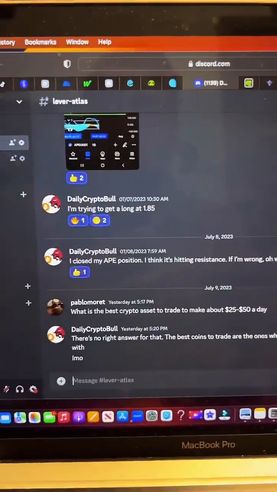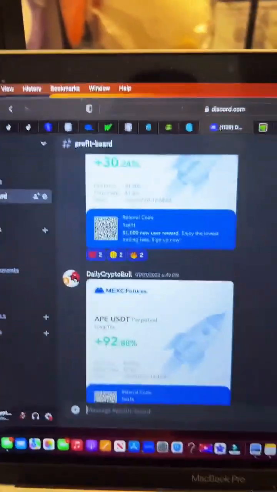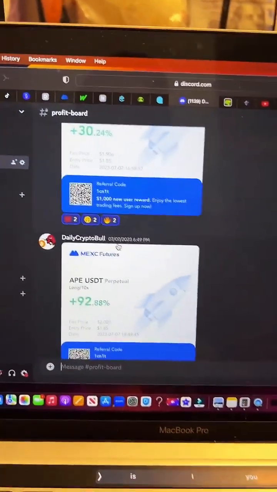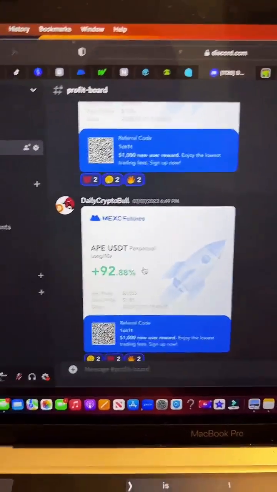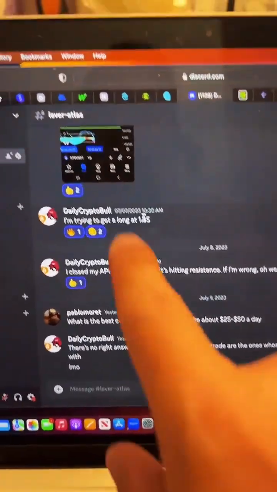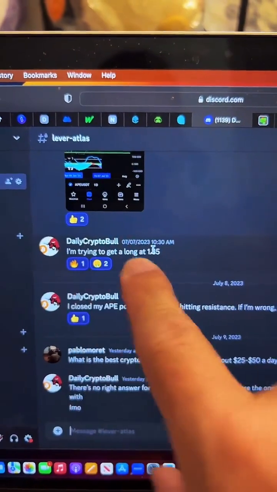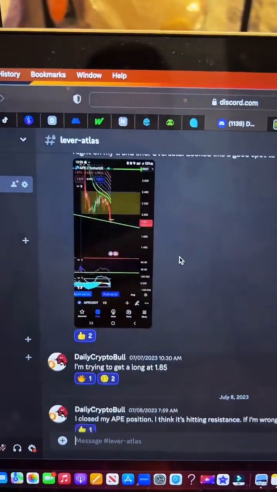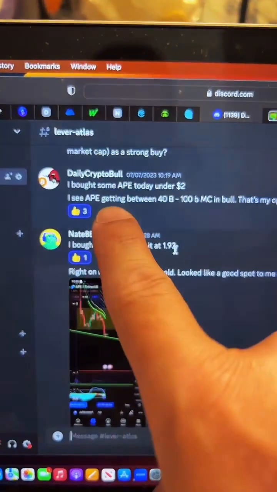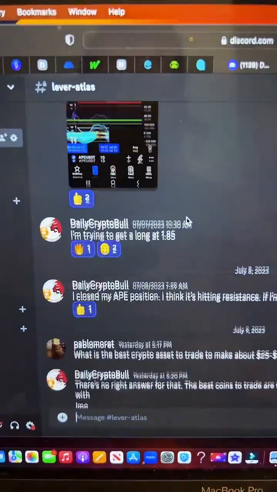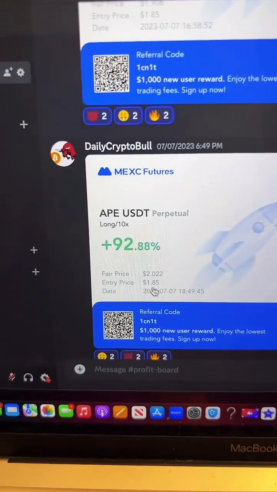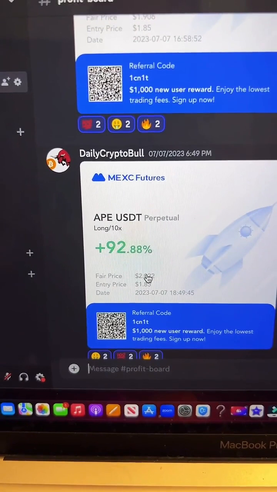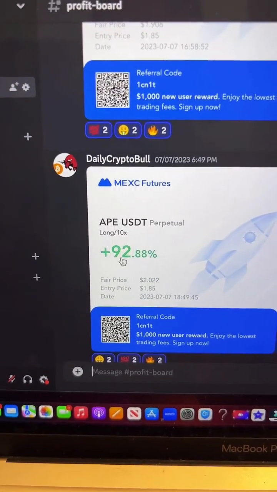And let me show you over here, this is my private Discord. I'll tell you how you can get in the private Discord in a second. But here's a trade I did, but who cares what I'm doing? I really want to show you this because on the 7th here, I posted, I'm trying to get long at $1.85. We were talking about ApeCoin, okay? And then I put my position there, and the next day I posted, all right, I closed my position. So I got in at $1.85. I got out a little over $2 on this long, and I made 92%.